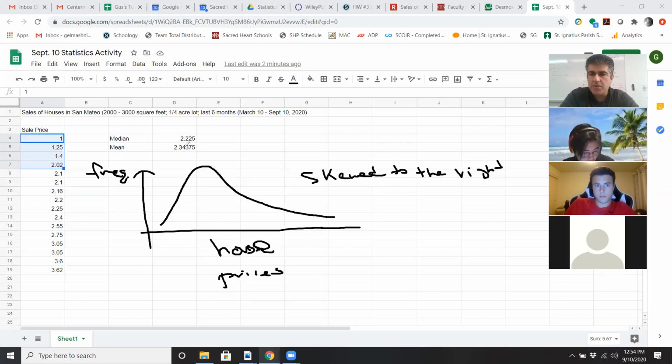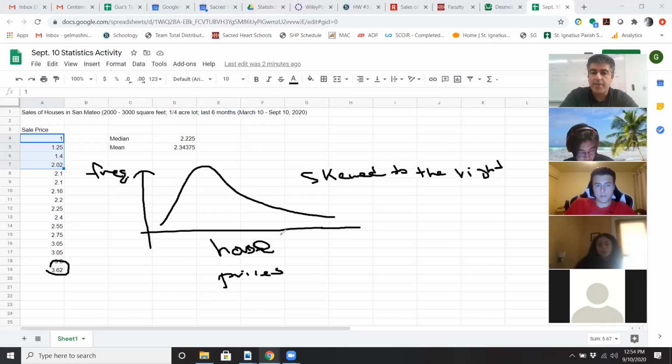But when someone says the mean is a little high, they say, well, that's because there are some homes that are pretty expensive. People paid quite a bit of money for them. So those two homes caused the mean to move a little bit more to the right.